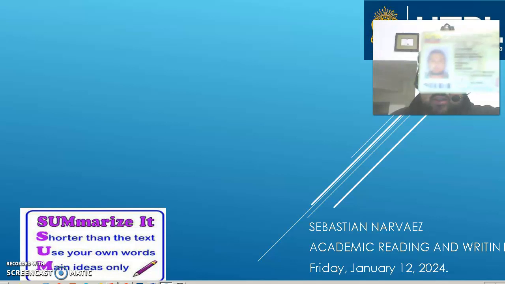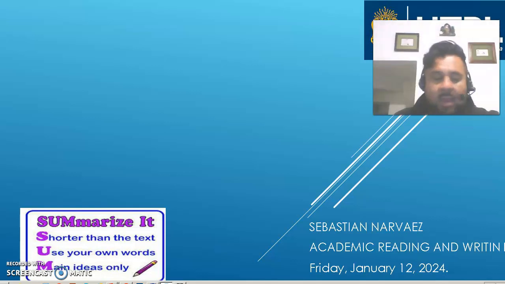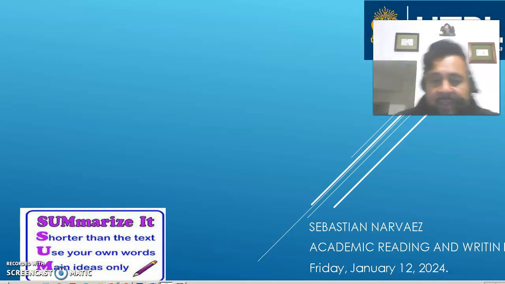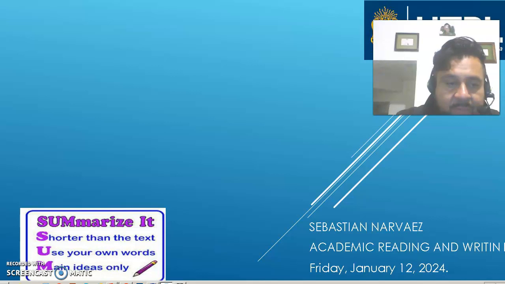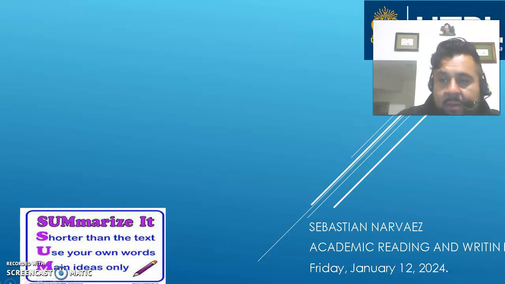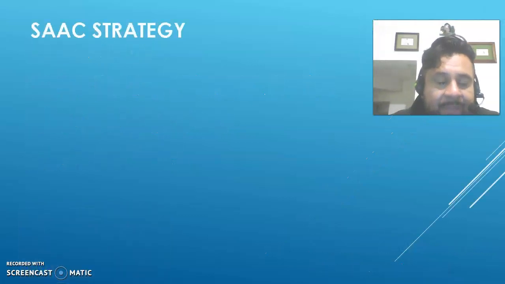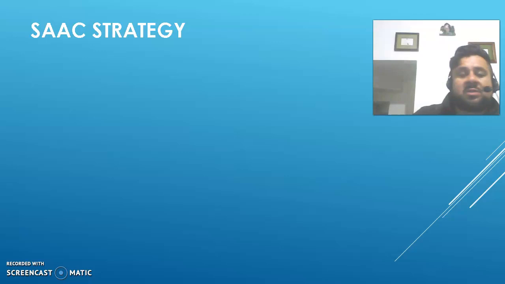Here you can see my ID for the subject of Academic Reading and Writing 2. Today is Friday, January 12, 2024. Today we are going to talk about the use and characteristics of summarizing strategies. We chose three strategies to summarize.